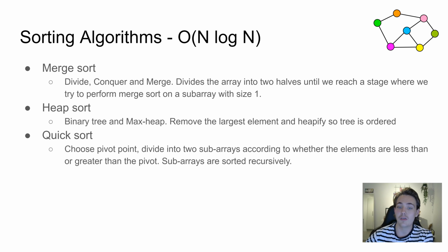So the merge sort here divides the array into two halves until we reach a stage where we try to perform merge sort on a subarray with size n. So for each iteration we divide them in half, and then we take one more iteration and we divide the new two halves in two more halves. So we will now have 4 halves, and we keep on doing that until we have subarrays that we're trying to perform merge sort on that only have a size of 1, because then we only have one element in that array. And then we can sort that, because then it will be in sorted order.